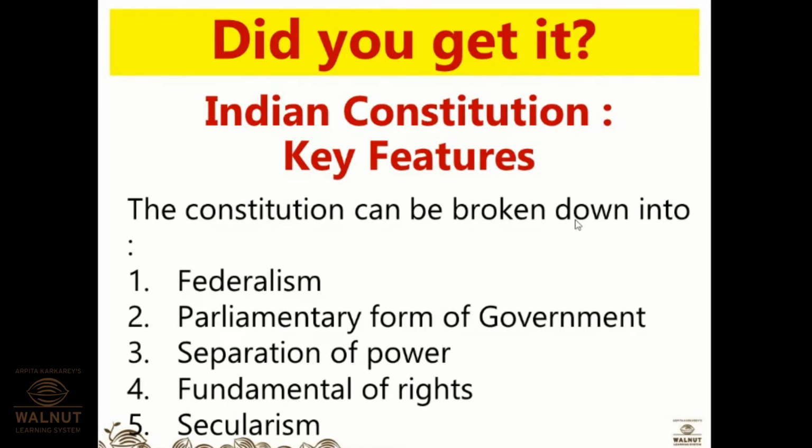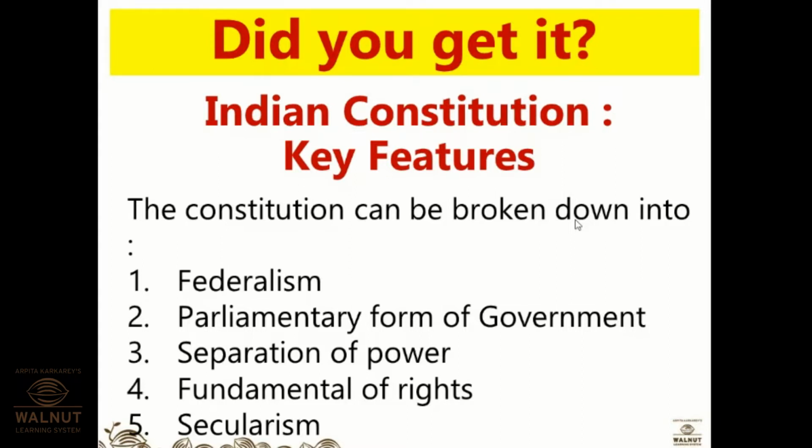So the constitution can be broken down into five parts. We can call them pillars, or key features. What are those key features? Those are federalism, parliamentary form of government, separation of powers, fundamental rights, and secularism. Now we are going to see each pillar one by one in detail. Looking at all these different cultures together, we have these pillars on which the Indian Constitution's foundation lies: federalism, parliamentary form of government, separation of powers, fundamental rights, and secularism.